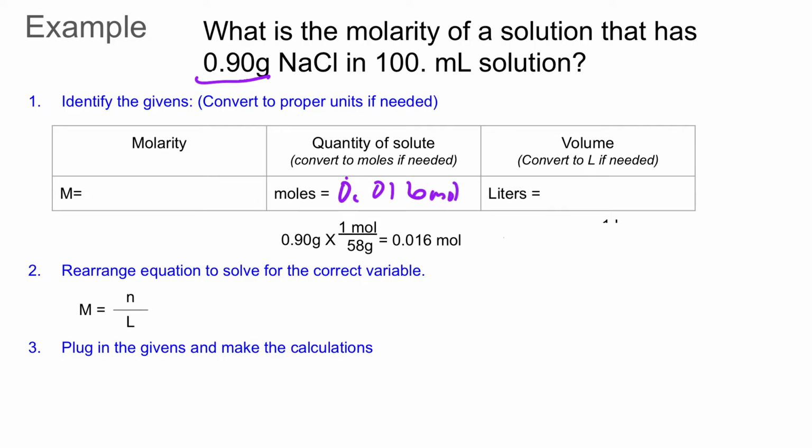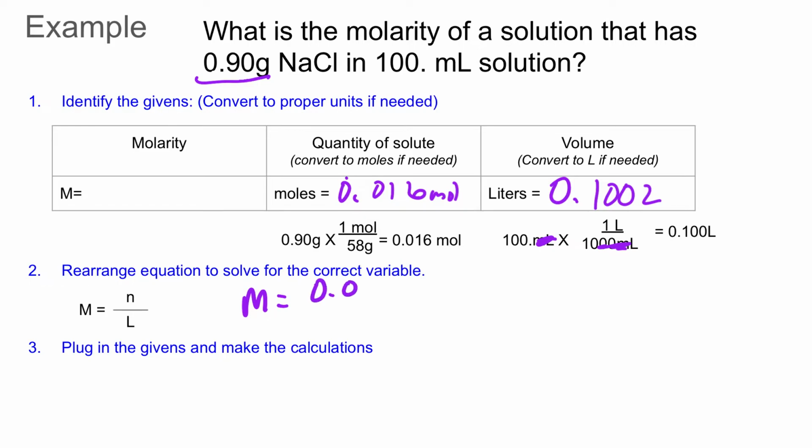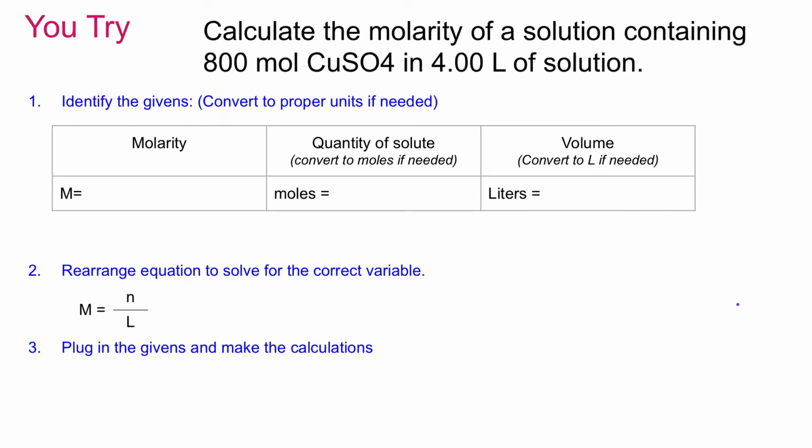which is 0.016 mole of NaCl. It gave us 100 milliliters, so we need to convert from milliliters to liters. There's 1,000 milliliters in 1 liter, so my milliliters cancel, and I'm left with 0.100 liters. Now I need to set up my problem. I have M is equal to 0.016 mole over 0.100 liters. And for my answer, I get 0.16 molar solution. You try.